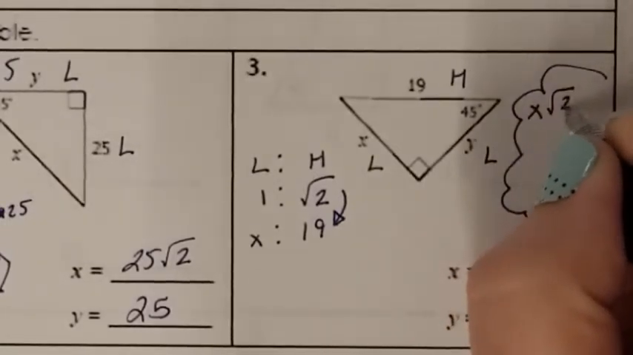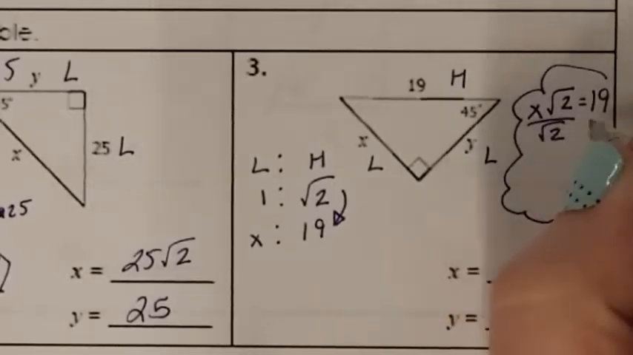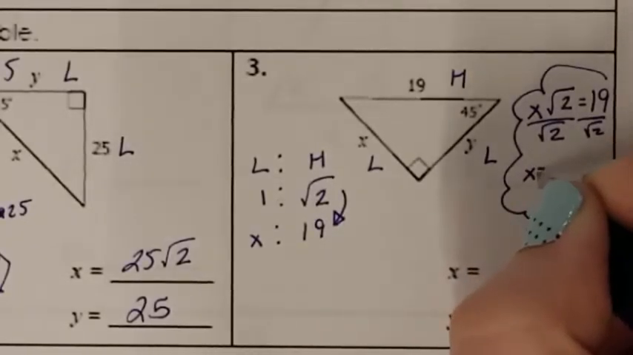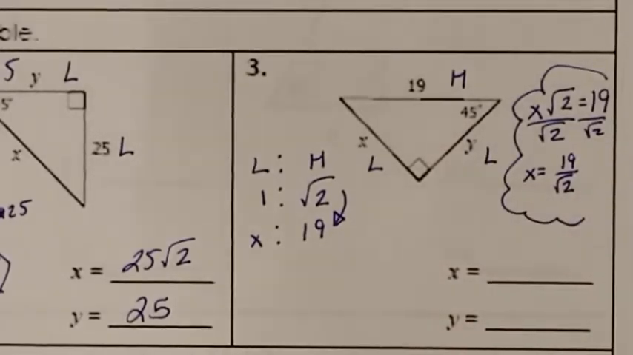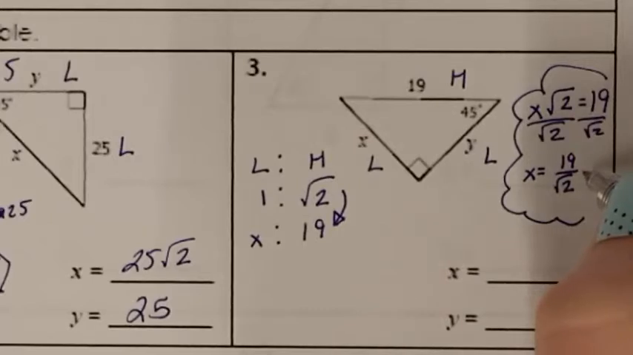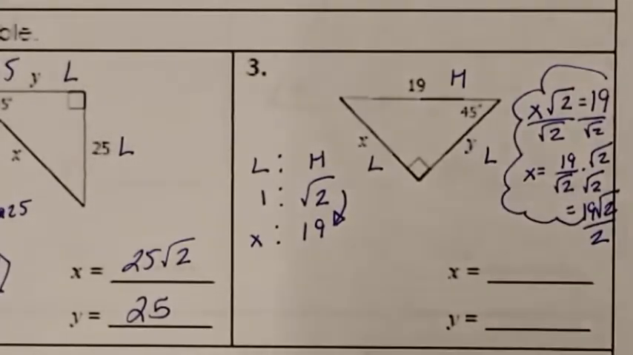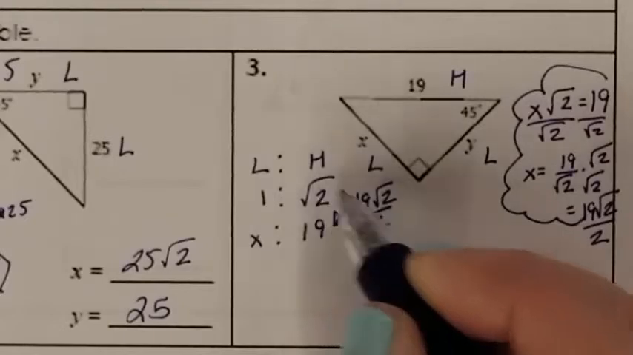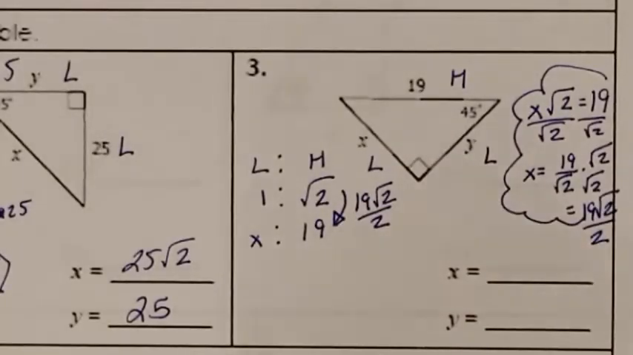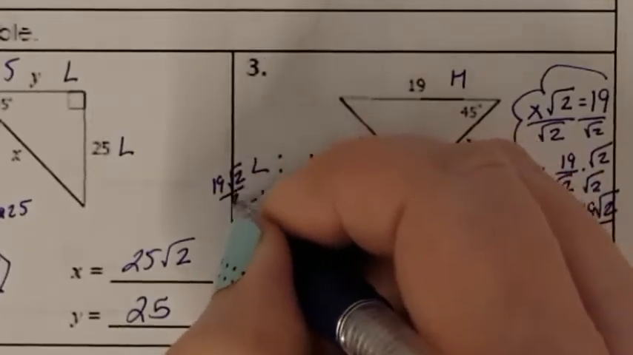What times the square root of 2 gave me my 19? Dividing both sides by the square root of 2, I know x to be 19 over root 2, but that needs to be rationalized. So multiplying both of these sides by the square root of 2, you found this to be 19 root 2 over 2. So this was 19 root 2 over 2, because root 2 times this would have given me 19, which meant this way also needs to get multiplied by 19 square root of 2 over 2.